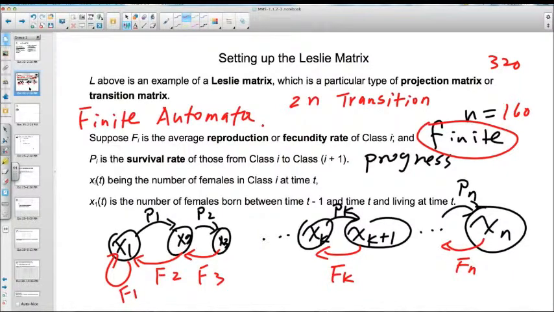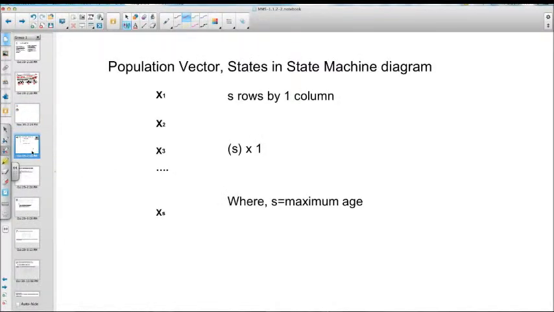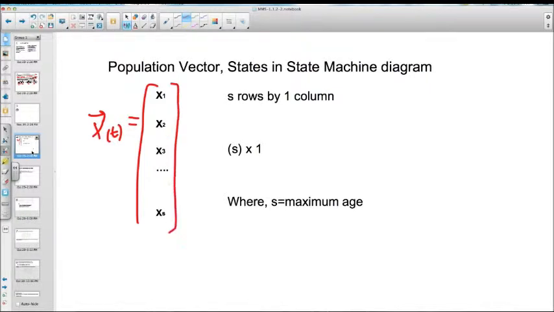Even if you have more states and more transitions, the relationship is the same. We already drew that. Let's look at the relationship. So your population model is a vector at time t. And this vector has S variables, where S is the maximum age. And you can write it down as an S by 1 column.